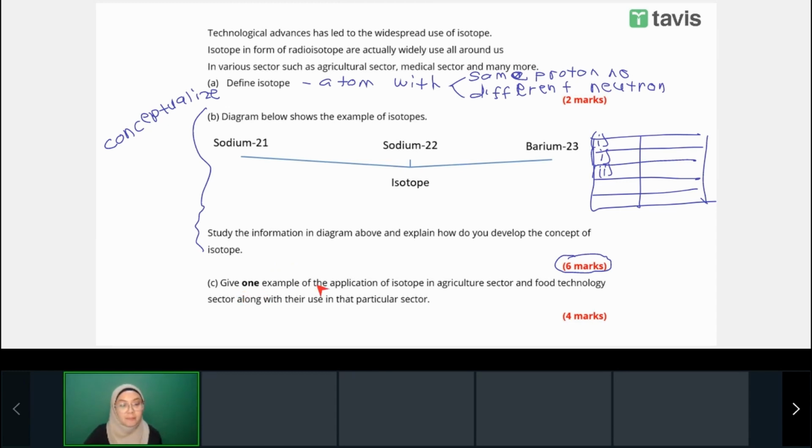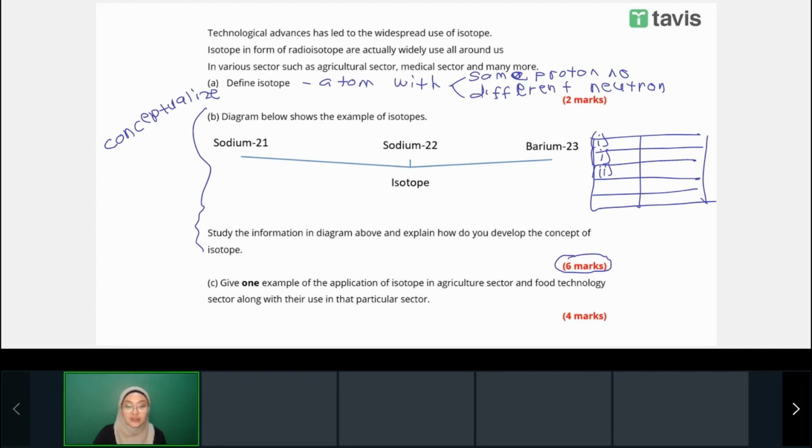Give one example of the application of isotope. Yeah, they ask about the example. This is a favorite question for Section C, essay. You can take note of this. Give one example of the application of isotope in agriculture sector. Just now, what are we using?